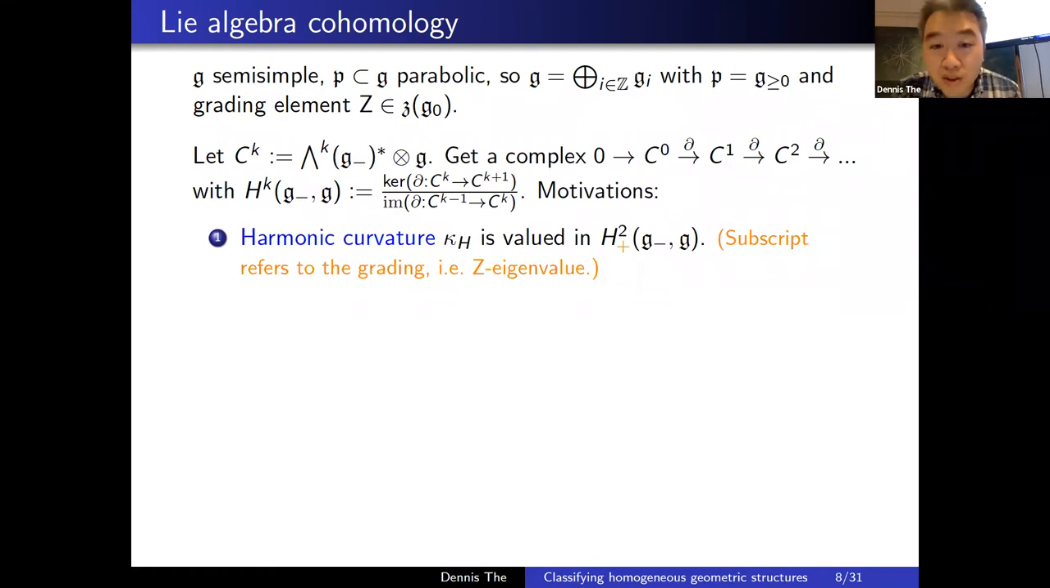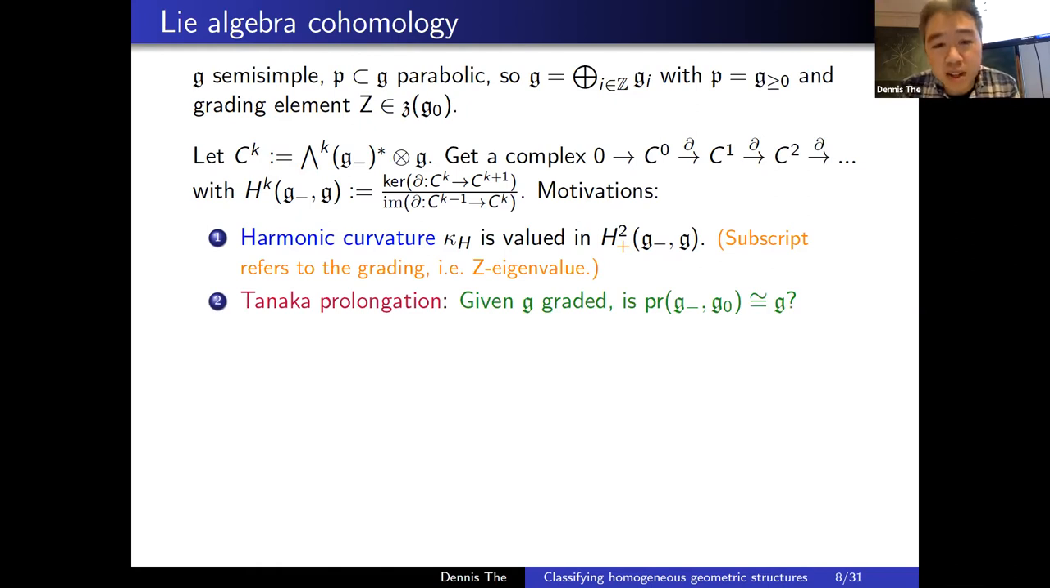Okay, so motivations. Why is one interested, from our perspective, in these cohomology groups? Harmonic curvature, we said, is valued in H2. But because we're dealing with a regular normal geometry, we're interested only in the positive subspace. The subscript here refers to the grading, the Z eigenvalues. So Z acts on G, certainly, and then we induce the action on these cochain spaces. We can induce the action on these cohomology spaces. And so we're interested in the subspace of H2 on which Z acts with a positive eigenvalue.